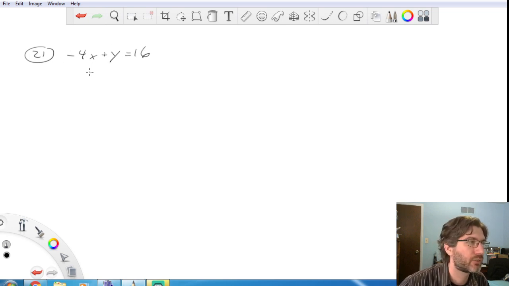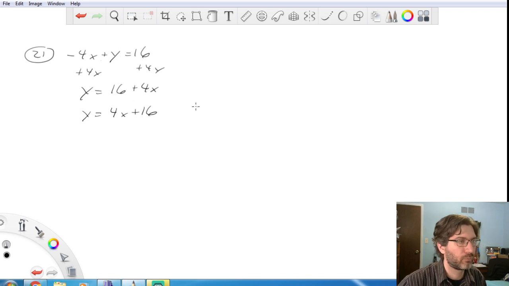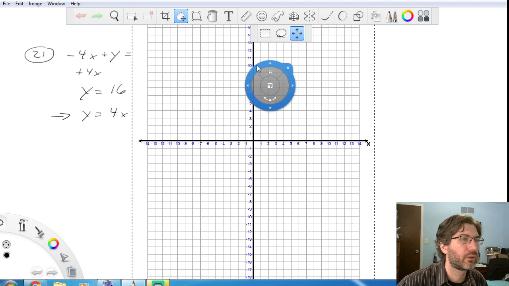So what you're going to do is get rid of everything that's attached to it. Over here we have this negative 4x attached to it, so we're going to add 4x to both sides. Plus 4x to this side and plus 4x to this side, and you're going to get y equals 16 plus 4x. You probably want to rewrite that as 4x plus 16, just to get it in more of a standard form. And then you would go ahead and graph this, and we can graph that easily.